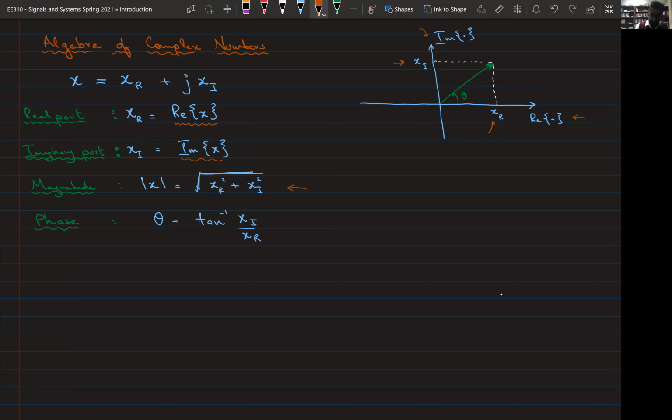Okay? Now, can you write x_r as a function of the absolute value of x and as a function of theta? Can somebody help me here? If I wanted to write x_r as a function of the magnitude and as a function of the angle, what would that be?